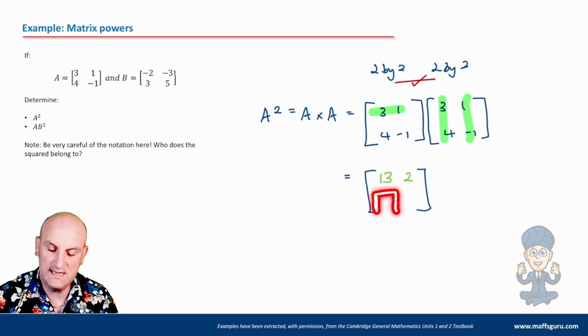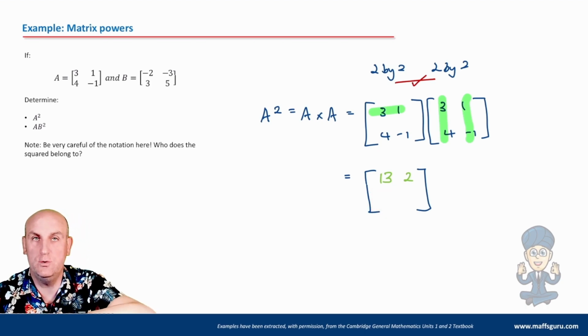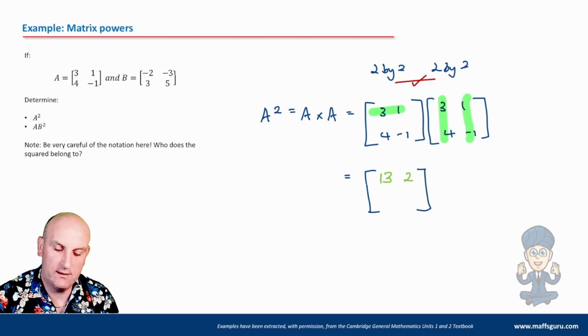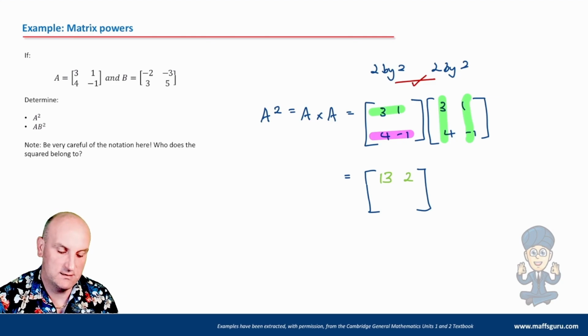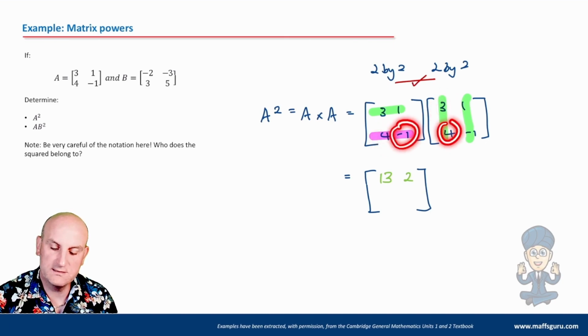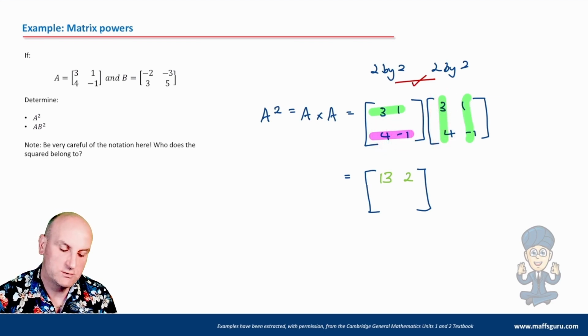What is my address here? It is 2, 1. So the second row, first column. So again, we now need to, let's come up with a different color. We're now going to do my second row times my first column. So just undoing that because the colors are becoming horrible. So that means I'm going to do 4 times 3 plus minus 1 times 4. Well, 4 times 3 is 12. Minus 1 times 4 is minus 4. 12 minus 4 is going to give me 8.